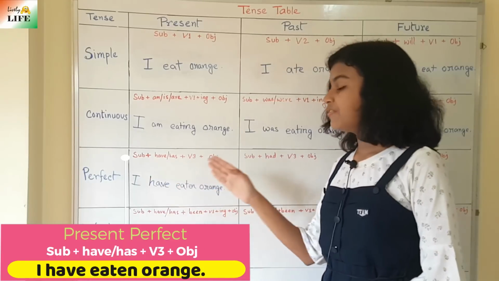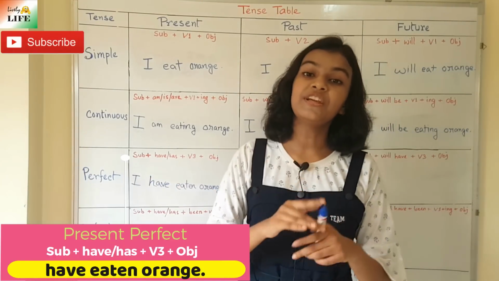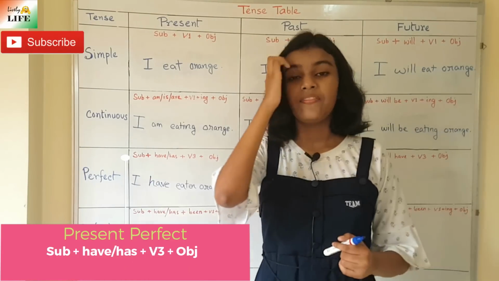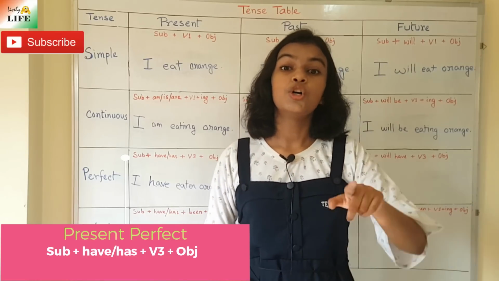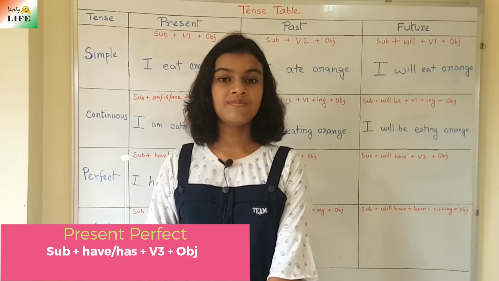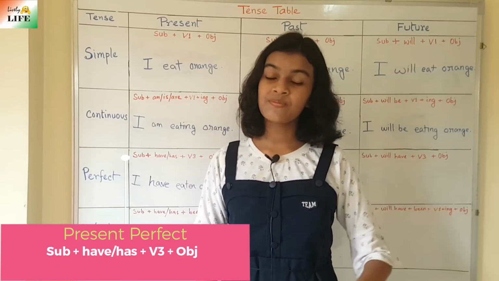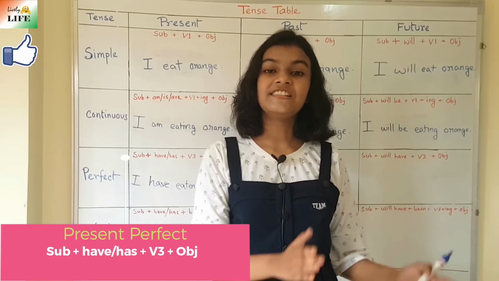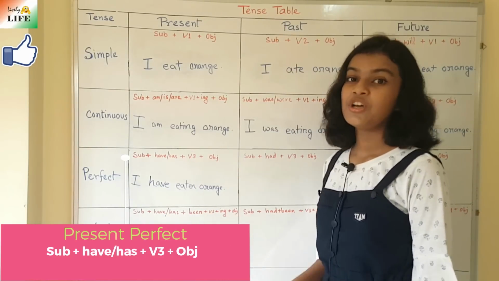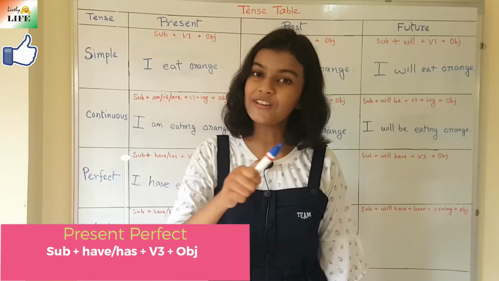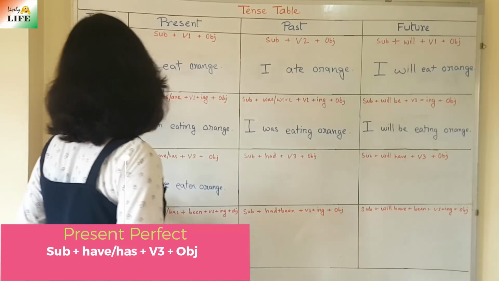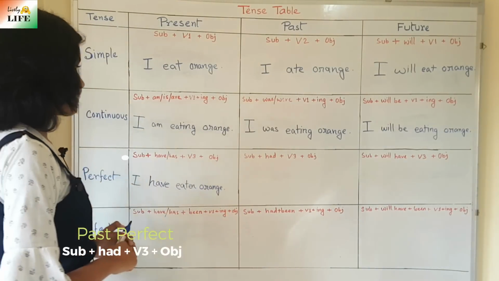I have eaten orange. Some other examples are I have played football. And then I have gone to school. So go is the first form, went is the second form, and gone is the third form. So what are we going to use here? The third form. So I have gone to school. Okay, so this was present perfect tense.